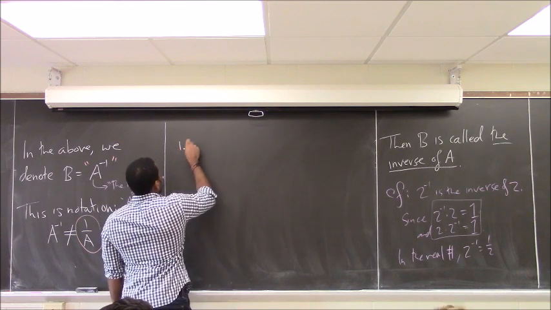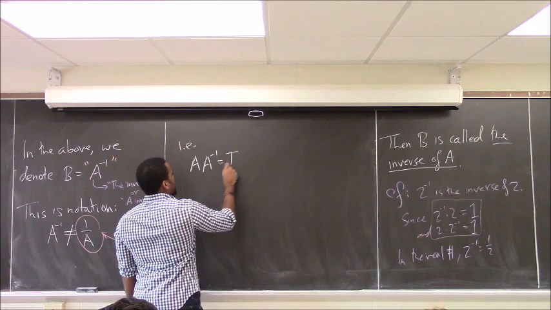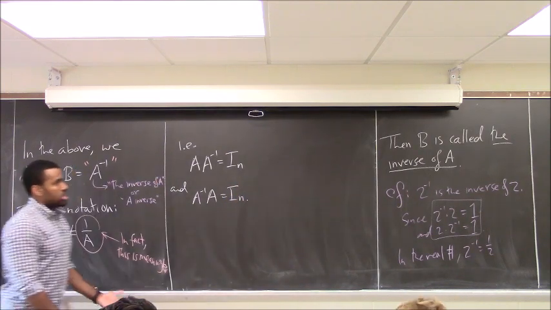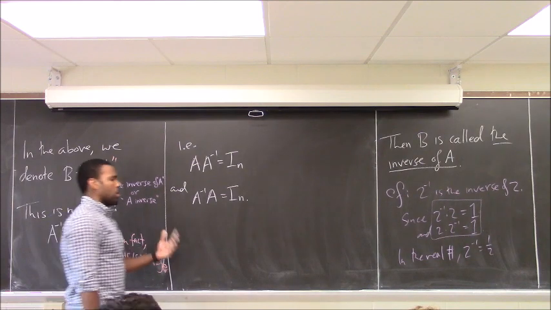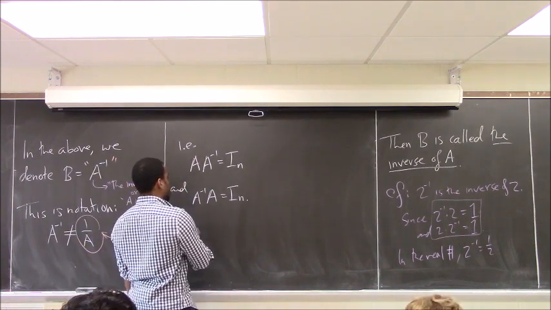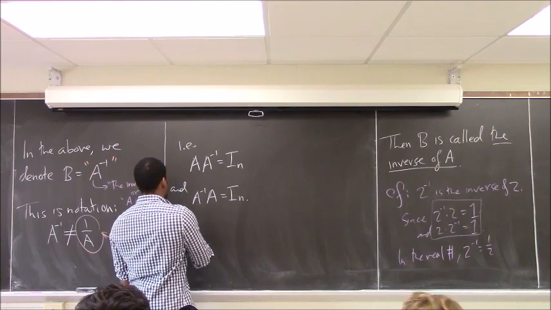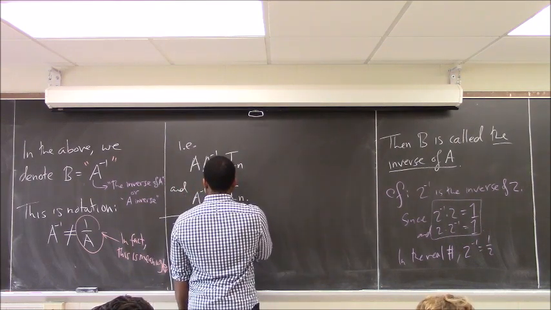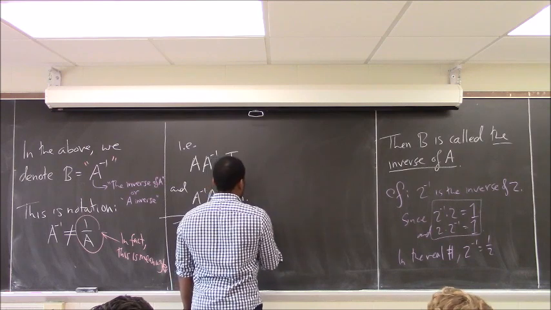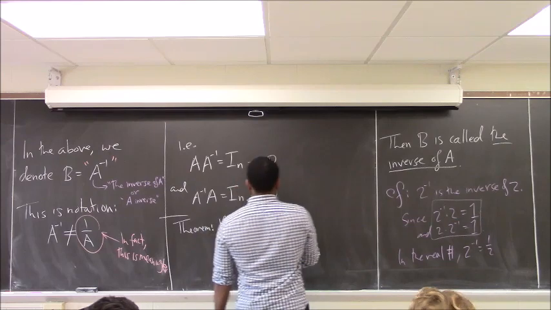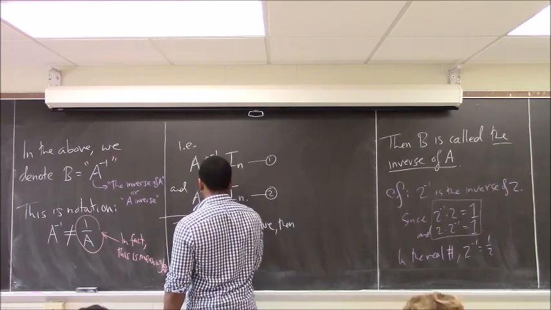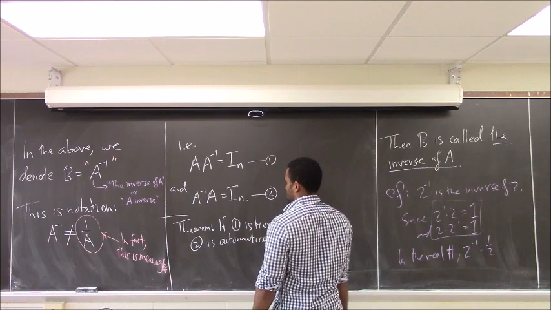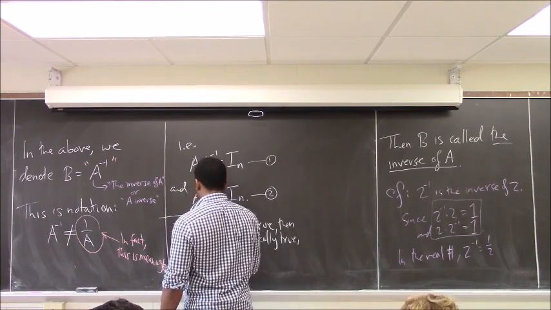So, i.e., if I take A times A inverse, I will always get the identity. And if I take the inverse times A, I will always get the identity. The inverse is just a matrix that makes these two true. We'll talk about where it comes from and how to compute it later, but for now just know what it is. And there's also a theorem that says the following. If 1 is true, let's call this 1, then 2 is automatically true. So you only need to check one of these.